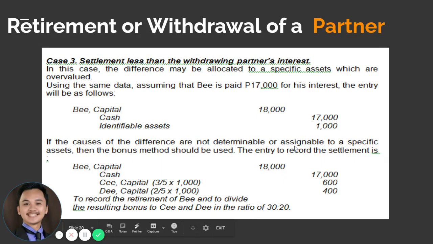If the cost differences are not determinable or assignable to a specific asset, then the bonus method should be used. So the entry to record the settlement will be a debit to B capital for 18,000 and then a credit to cash for 17,000, and then C and D will be credited. So there is a bonus to the remaining partners. C will share 600 and D will share 400. Take note that the distribution of the bonus of 1,000 is based on the remaining profit and loss ratio. So the ratio of the retiring partner does not apply here. The resulting bonus to C and D is in the ratio of 30 to 20, because the ratio of retiring partner B no longer applies.